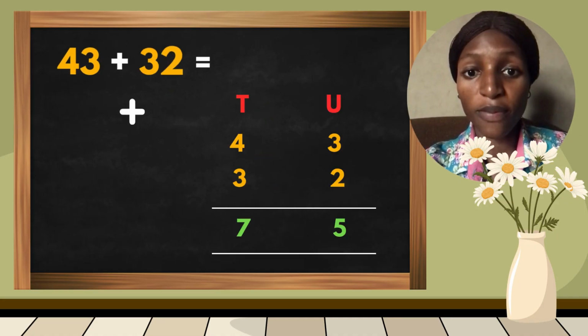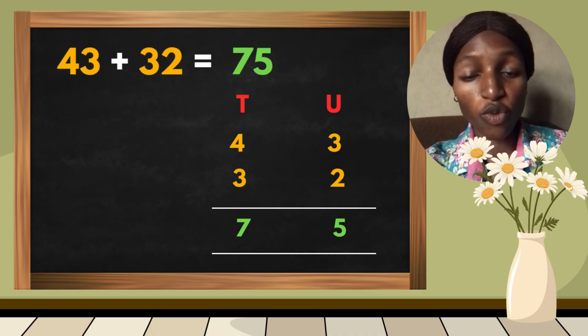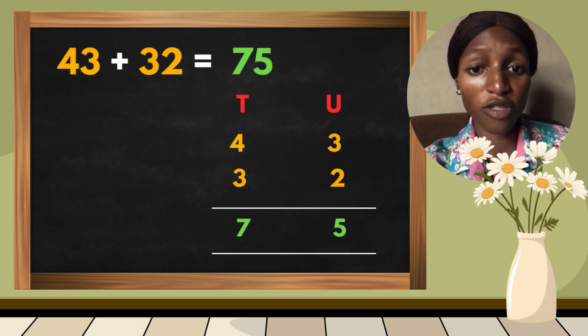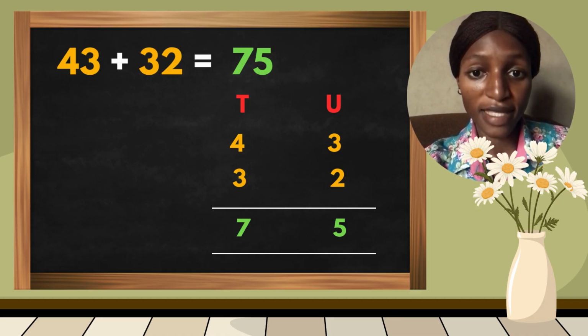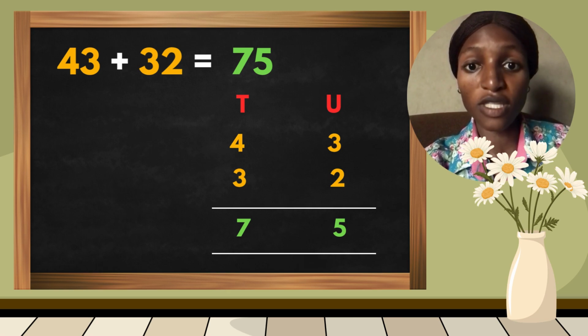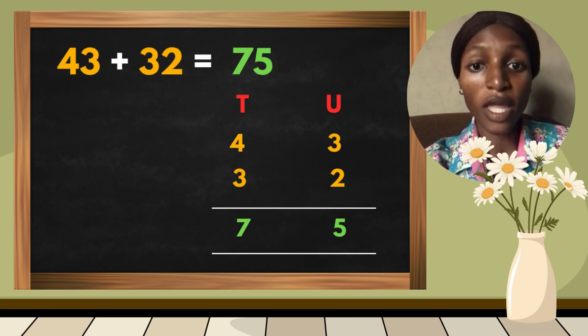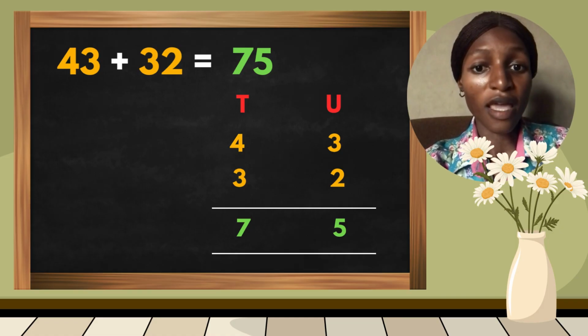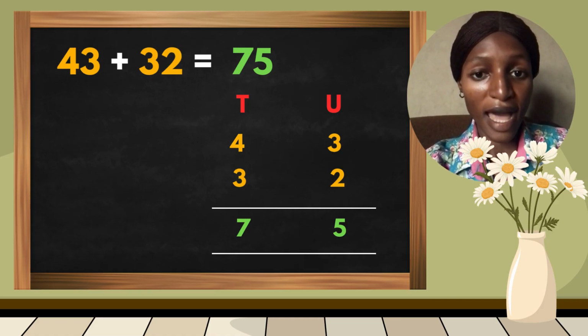Let's check more examples. We have 43 and 32, which gives us 75. Look at the arrangement, the tens and the units. 43 and 32. The 4 is the tens and the 3 is the units. Can you see how it is? And the next number too, 32.